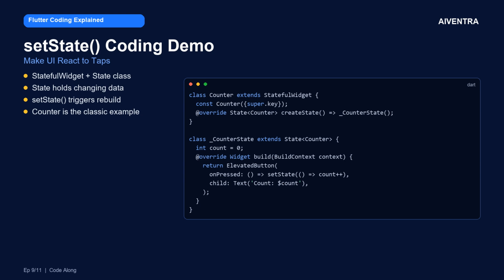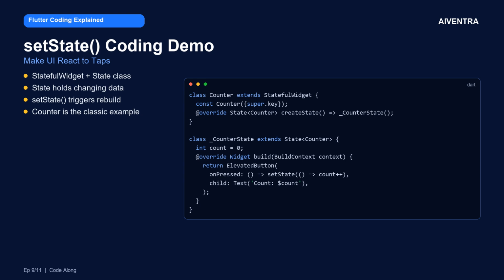In build, we return an ElevatedButton. The child Text shows count, the current value. When pressed, onPressed calls setState with a function that increments count. setState tells Flutter, data changed. Please rebuild this widget. Flutter runs build again, and the text shows the new count.